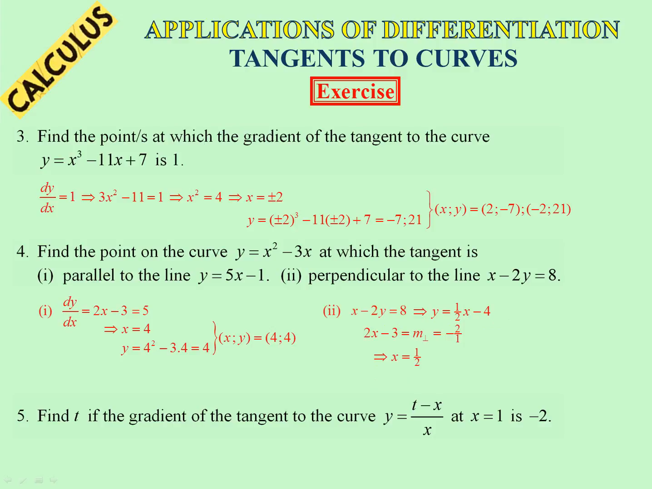Solving, you get x equal to half. We still need the y value. Substitute back into the original. Negative 5 over 4. And there is our point.